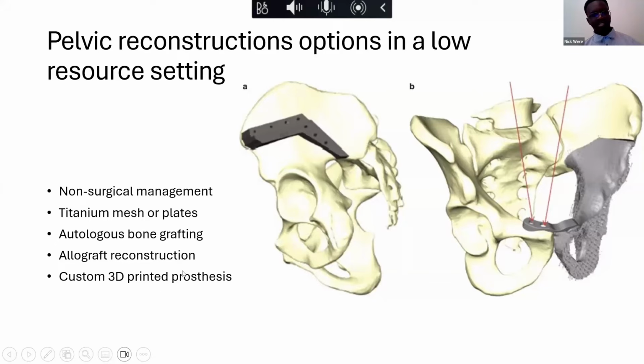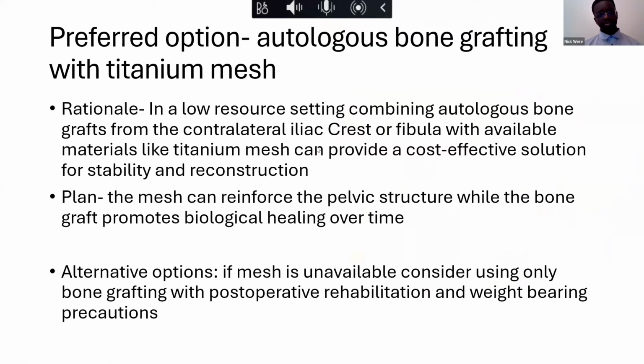And 3D printed prosthesis, which I would be keen to hear if any members of faculty have been able to use to reconstruct the pelvis. So the preferred option in our setting is the use of the titanium mesh, which we can combine with autologous bone graft from the contralateral iliac or the fibula. And this would be the best cost-effective option, and basically the mesh would reinforce the pelvic structure and allow him to weight bear as the graft promotes the biology.